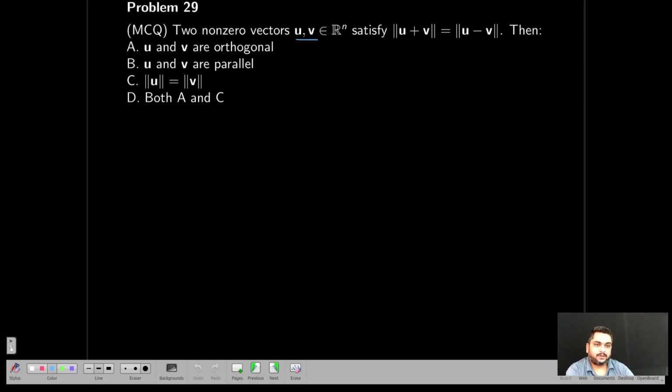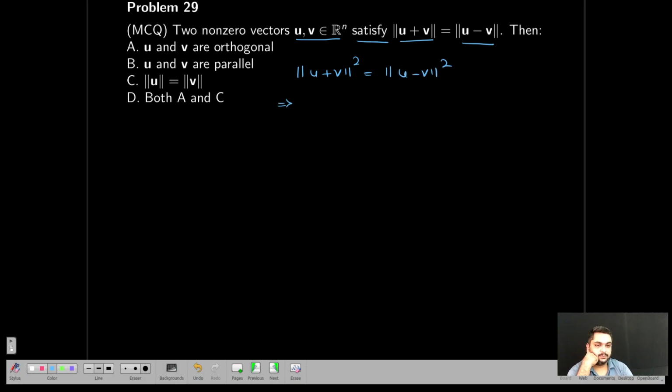Two non-zero vectors u comma v belonging to Rn satisfy length of u plus v equal to length of u minus v. Then what about the relation? So to solve this problem, you should check whether the angle between them is 90 degrees or 0 degrees, or both are equal. So you have to get the cross product or dot product from this. Let us take the square of this. Length of u plus v square is equal to length of u minus v square.